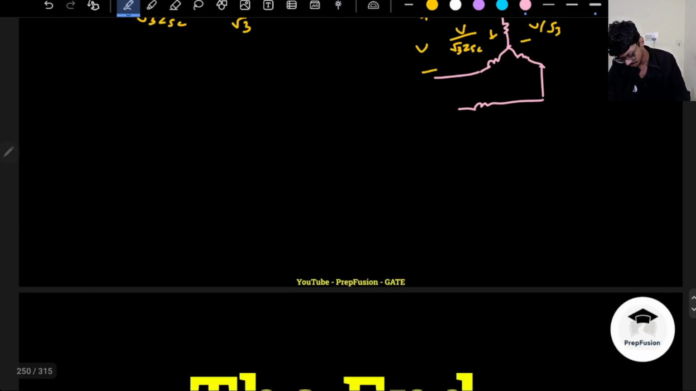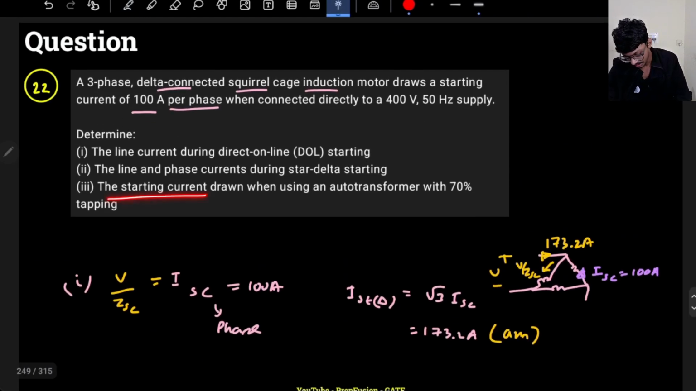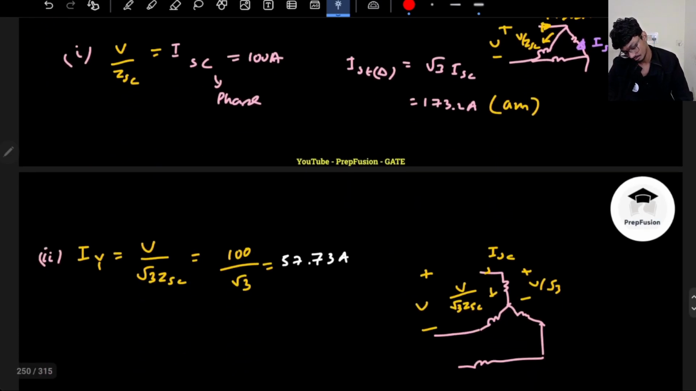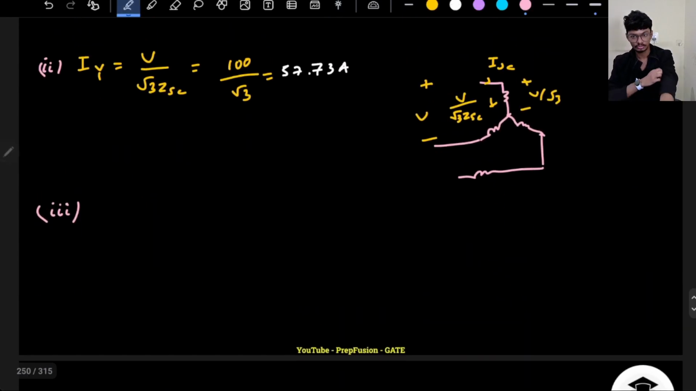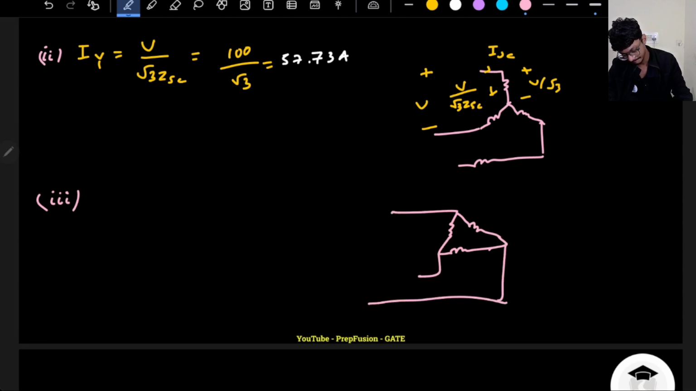In the third case, they are telling me they are now using an auto transformer starter. What is the starting current drawn when using an auto transformer with 70% tapping? So if I am using an auto transformer starter, it also has to use a delta connection, right? By default the transformer is delta connected. Okay, so now I will use an auto transformer.